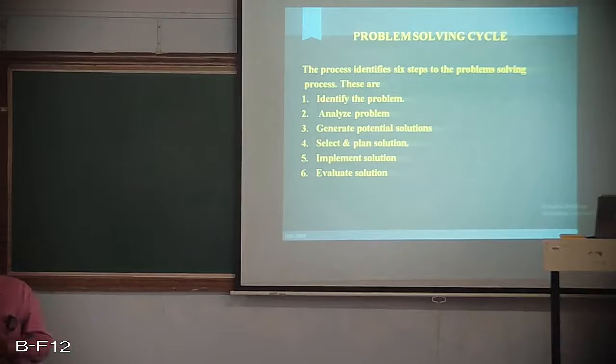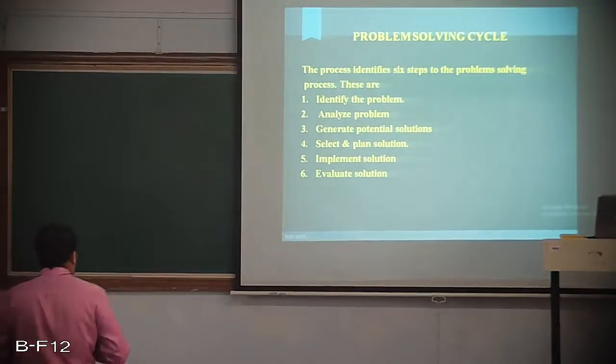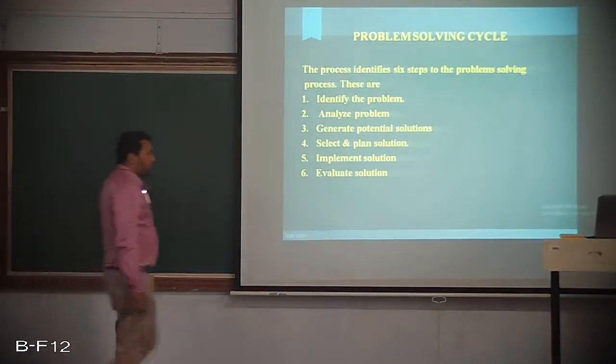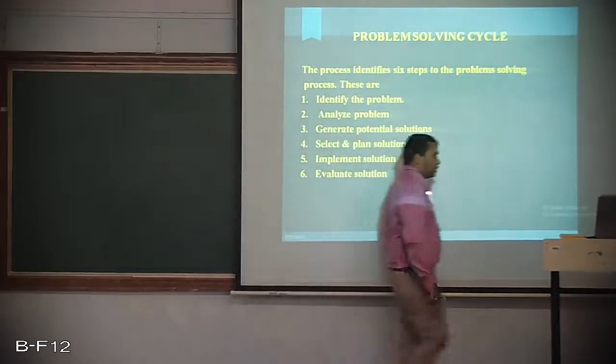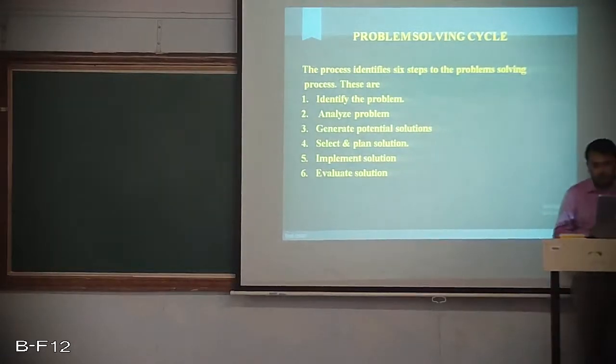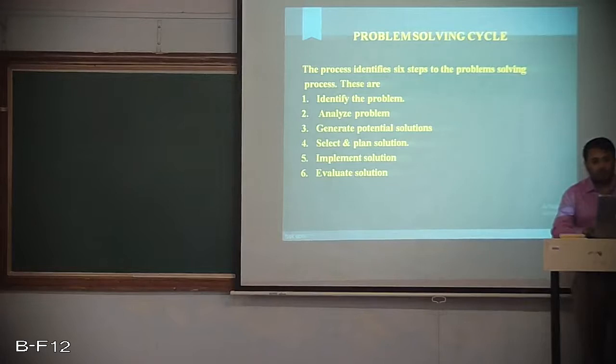After manufacturing also, the important thing is choosing the type of material. Choosing the type of material also comes under generating potential solutions. So all these things happen for all the products. So for any product, these are the 6 steps to solve the problem, or you can say the major 6 steps of the problem solving process.